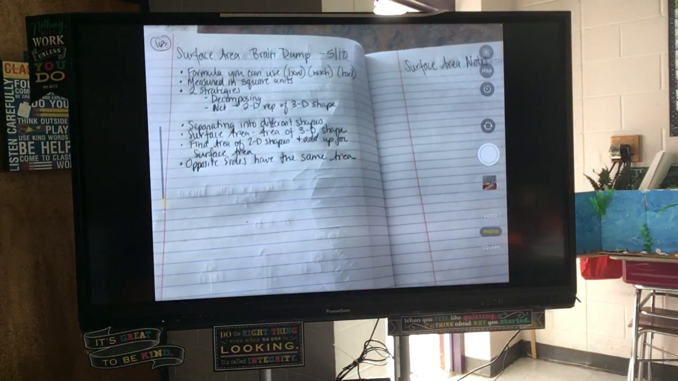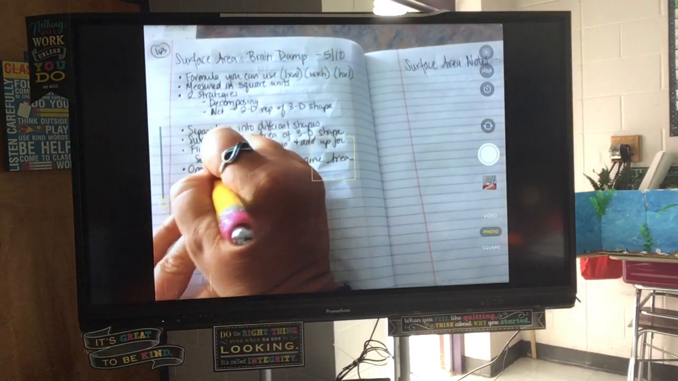Okay. Basically what Sarai said is when you get your answer for one side, you can multiply it by 2 to equal both identical sides. I think I forgot to add that.